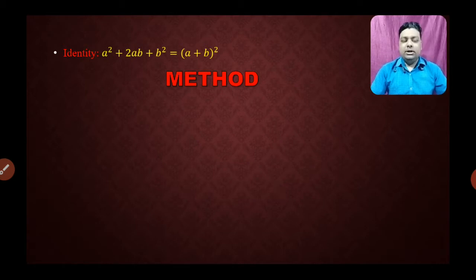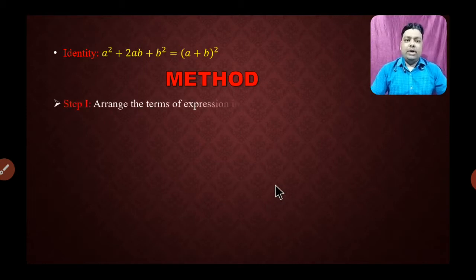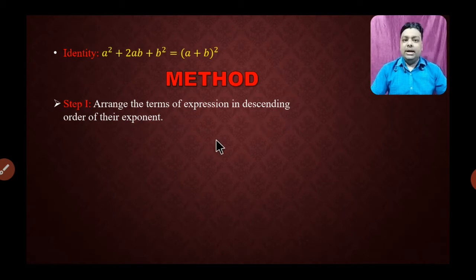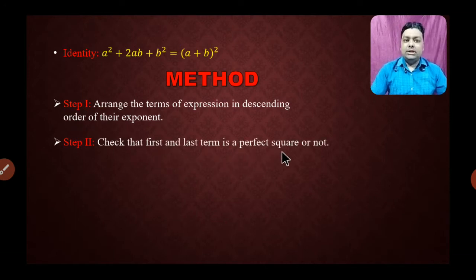Okay students, now let's see step 1. At first we will arrange the terms of the expression in descending order of their exponent. Okay, and after that we will check whether the first and the last term are perfect squares or not. It means at first the highest degree, like x square, here you can see a square power 2. Okay, then power 1, power 0, like this we arrange the terms of the expression in descending order.